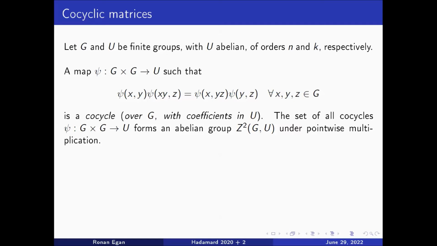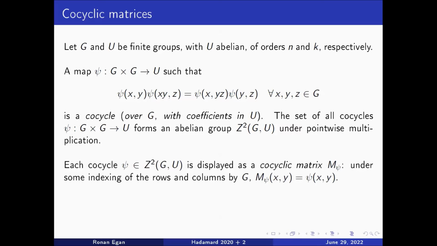So you've seen it described as a 2 co-cycle already. I'm just dropping the 2 because I only talk about this type. So as you've seen, this forms a group. I think Santiago said under addition. I say under pointwise multiplication. I guess it just depends on how you write these things down, but same idea.